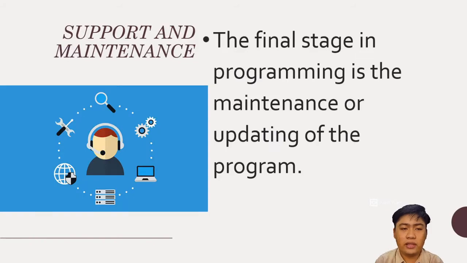And the last one, we have the support and maintenance. The final stage in programming is the maintenance or updating of the program. This is the point where the programmer is tasked to keep the program running smoothly, provide updates and improvements in consideration of development and the changes in the field where it is used.